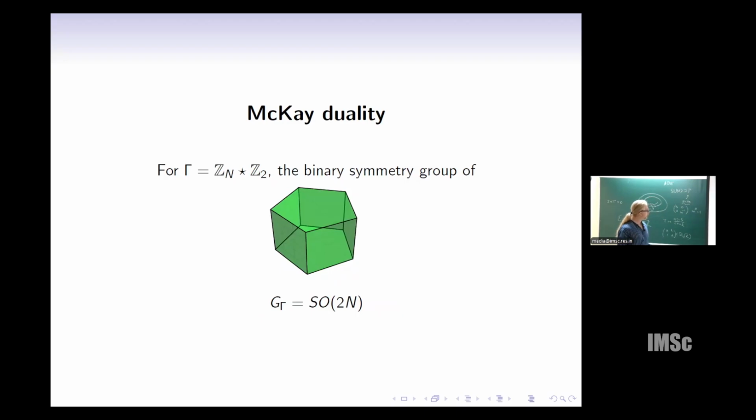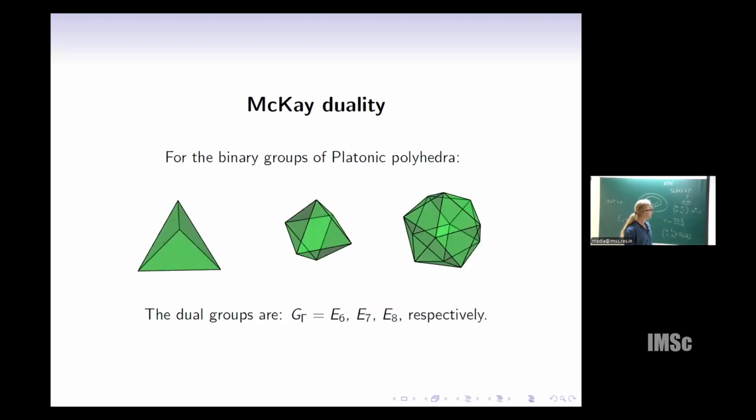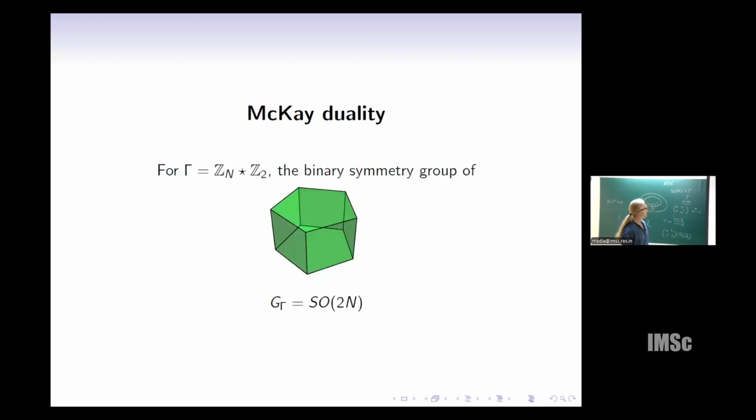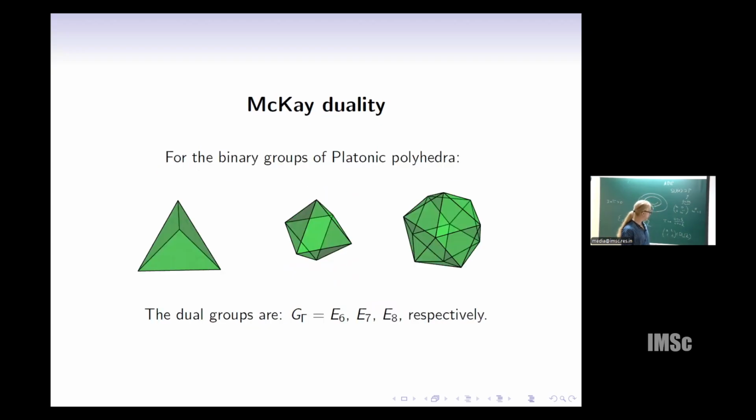If you add to these cyclic rotations the reflections, the dual group will be the group SO(2n), that's a D series. And then there are the symmetries of Platonic polyhedra: tetrahedron, octahedron, and icosahedron, and they are dual to the Lie groups E6, E7, E8.